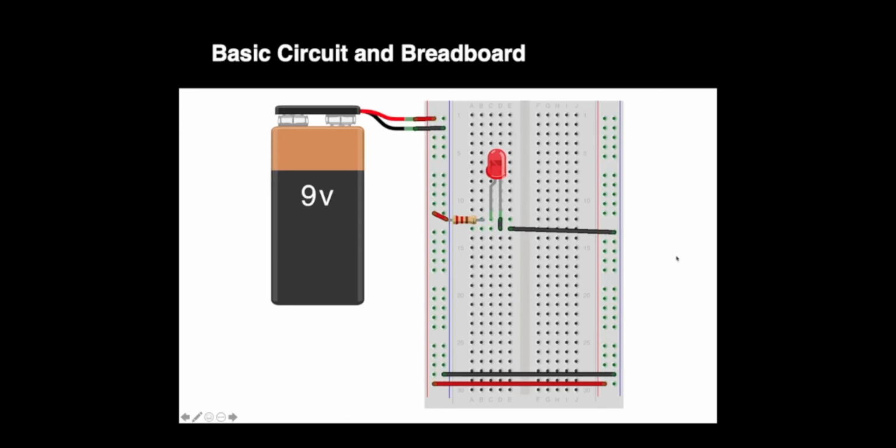You said each row was like positive, negative? It depends on how the power is flowing from the battery. But for this example, the positive side is plugged into where the resistor is here, and then the row below it is the negative side.